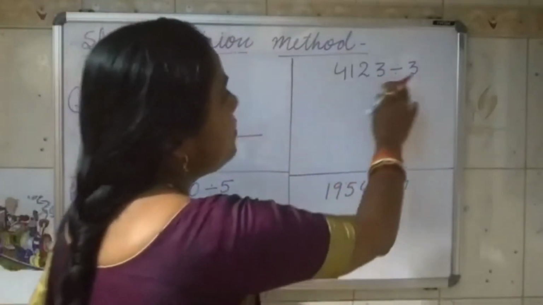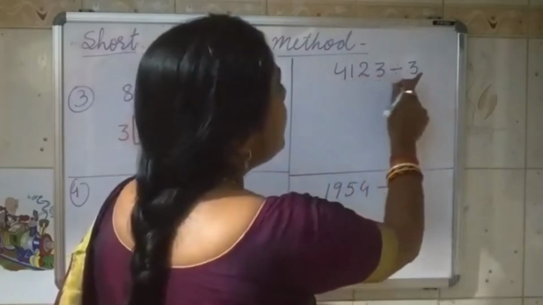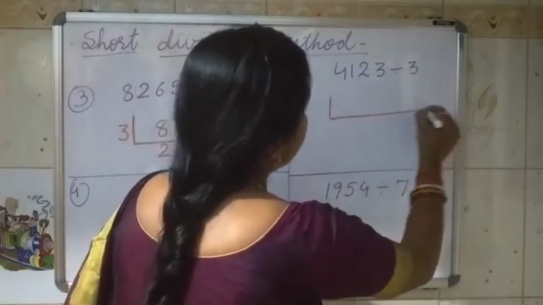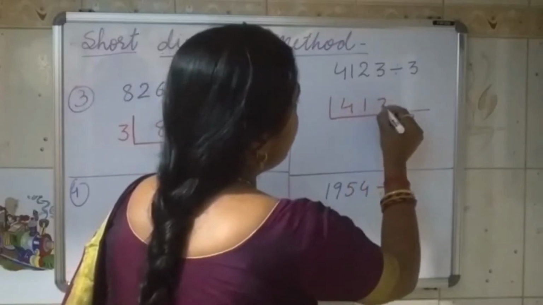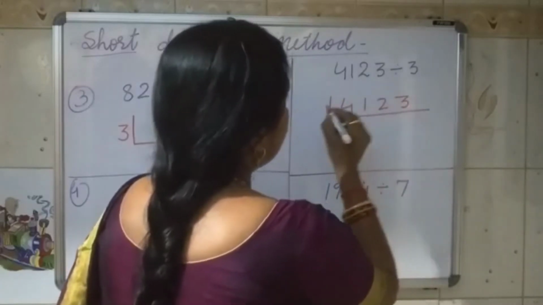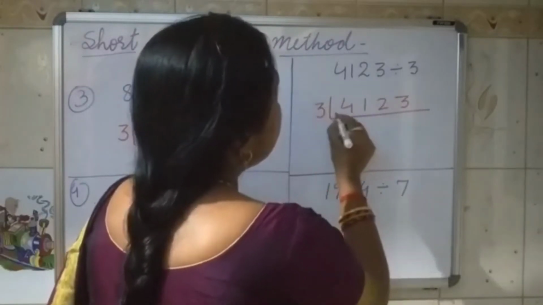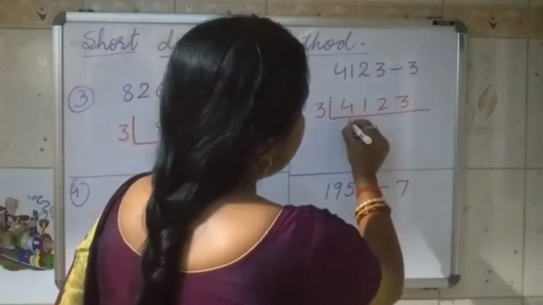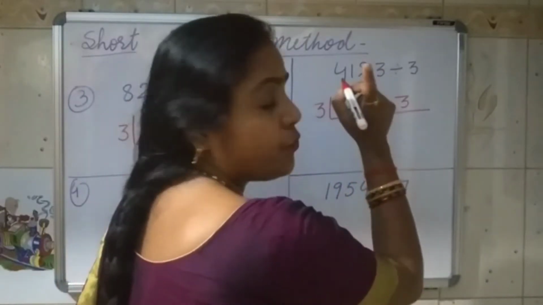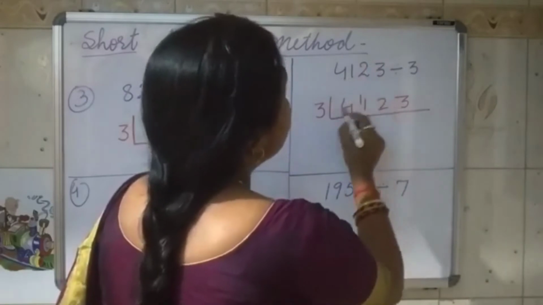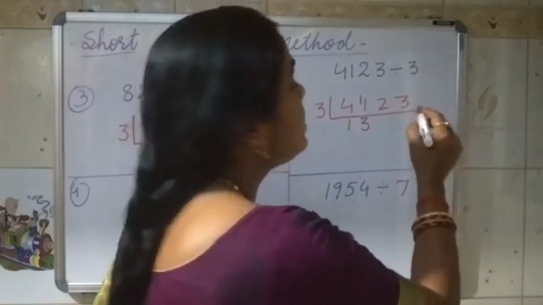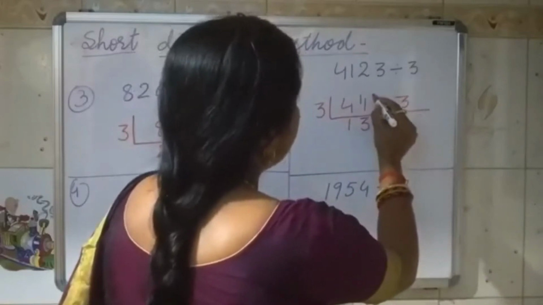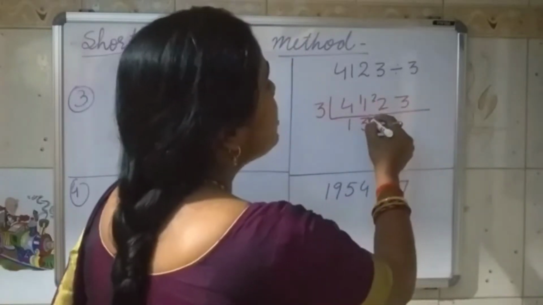Now we are moving to the next question. 4123 divided by 3. This is a different one. I am just showing you. Divided by 3. Now 3 ones are 3. 4 minus 3 is 1. We are writing here 1. 3 threes are 9. 11 minus 9 is 2.